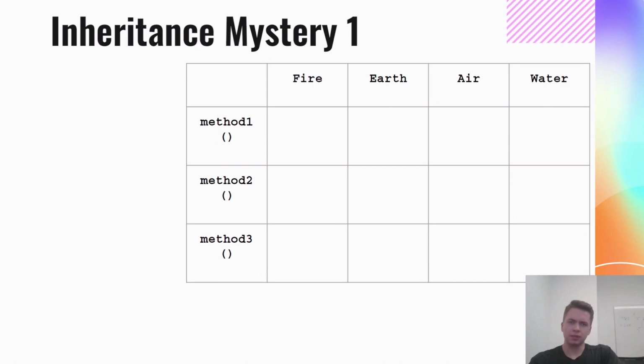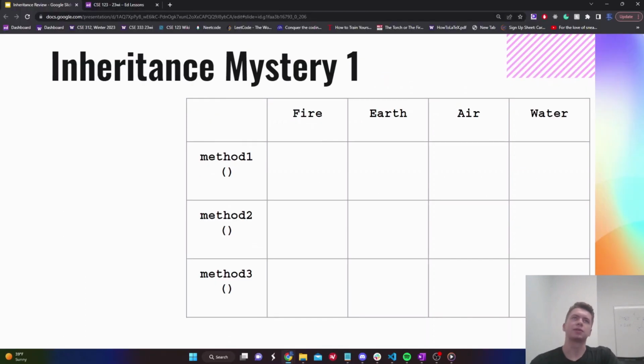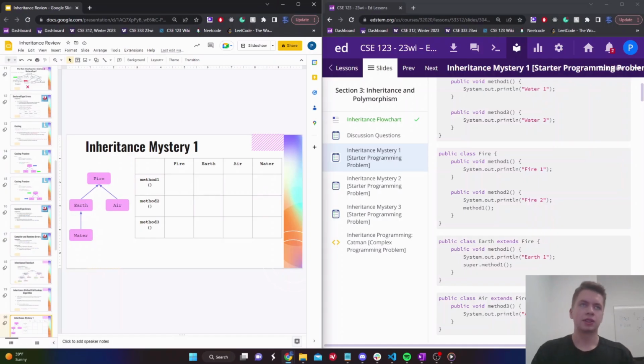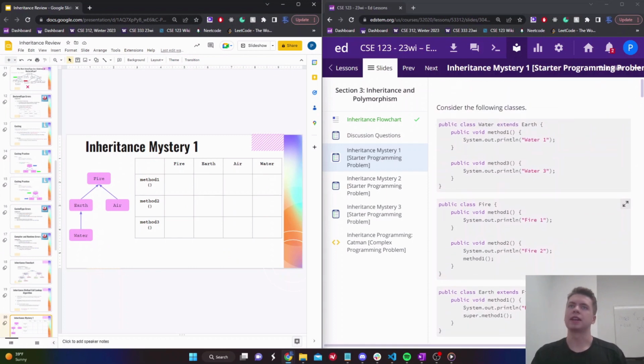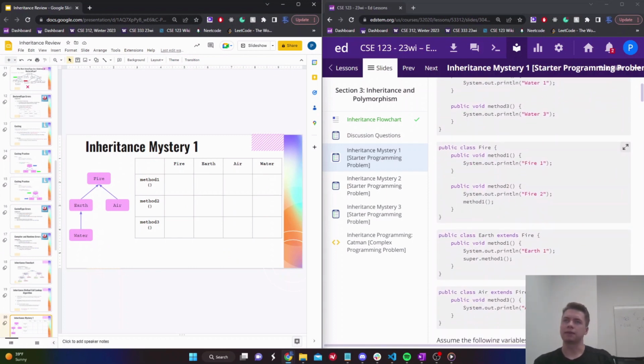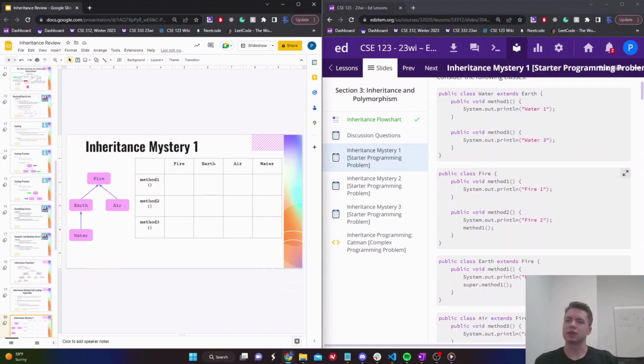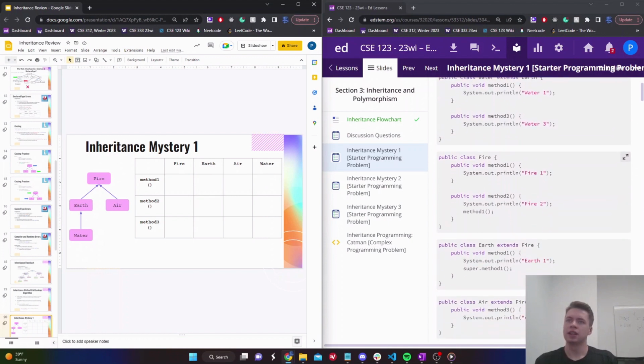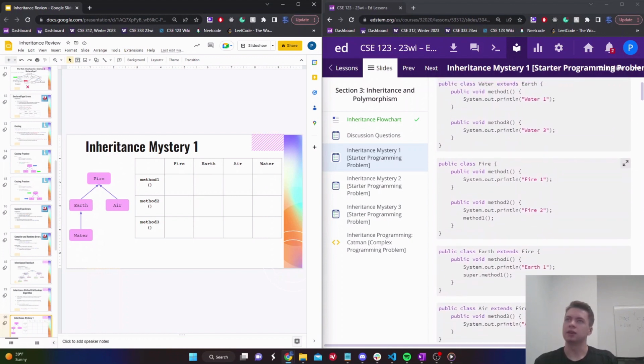Great. Let's get some practice with our inheritance mystery from Ed. So here's the inheritance diagram from Inheritance Mystery 1, where we have a Fire class, an Air class, an Earth class that extends Fire, and a Water class that extends Earth. And let's fill in our inheritance grid, starting with Fire and working our way towards Water.